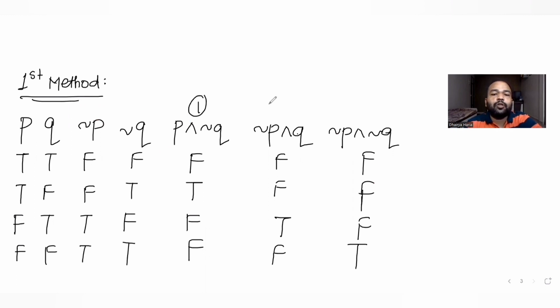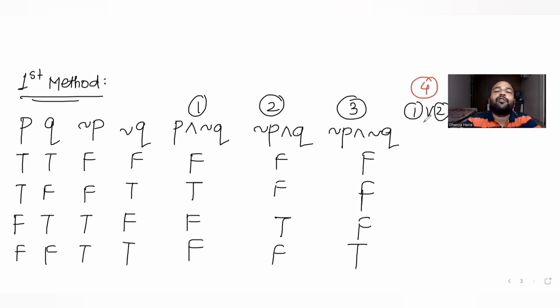If I mention the column numbers, let's say 1, 2, 3, and I apply 1 cup 2 and put this in column 4, let's see. In cup, we know if both of them are false, then it's false, otherwise true. So for 1 cup 2, I get this and this, both of them false. Here also both of them false. Otherwise, we write it as T.